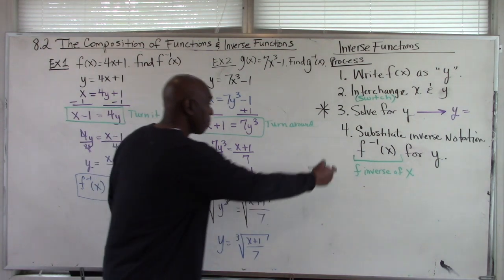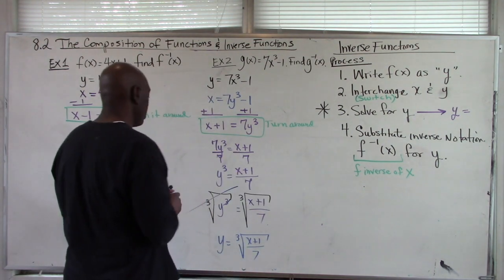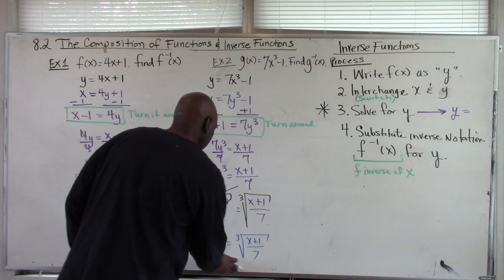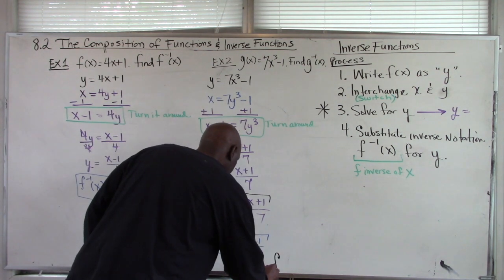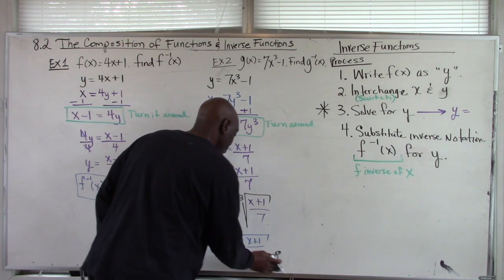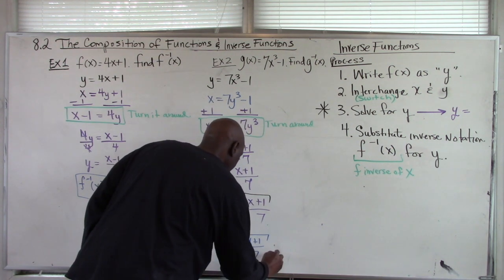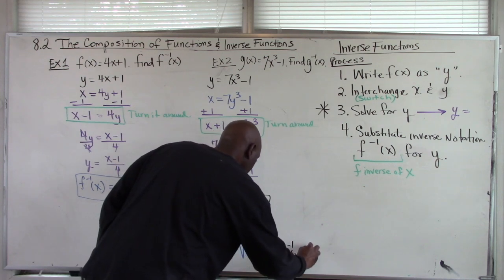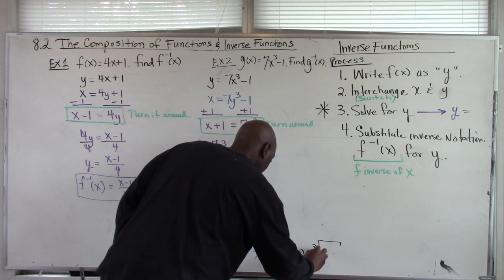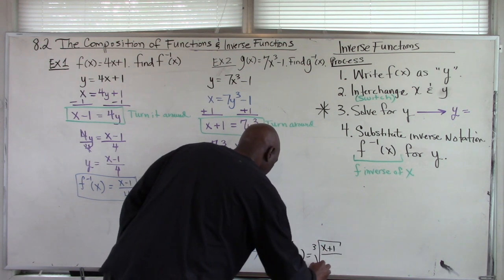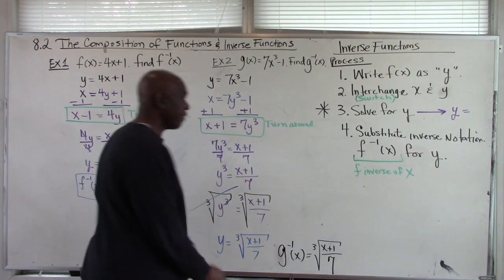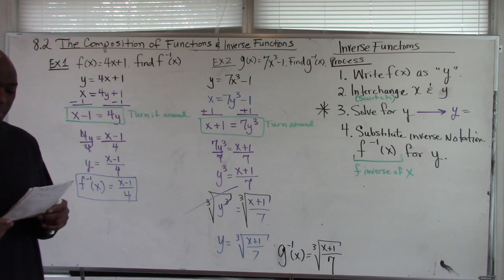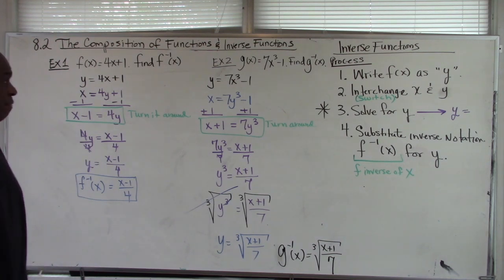And then do step 4. Use the other notation. And so if I do that, what will we get? We're going to get that it's g. We get that g inverse of x equals the cube root of x plus 1 all over 7. And there's our inverse. All right. And there you have it.